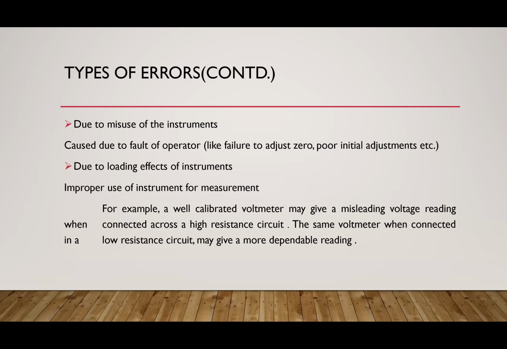So improper use of the instrument for an improper range of measurement can introduce certain errors in your readings, which is called the loading effect. Once again, if your voltmeter has been calibrated for a low resistance circuit, and you start using it to measure voltage across a high resistance circuit, it will give you misleading results. It will not give you actual results. This kind of use is called the loading effect of the instrument, and it also contributes to error in your readings.